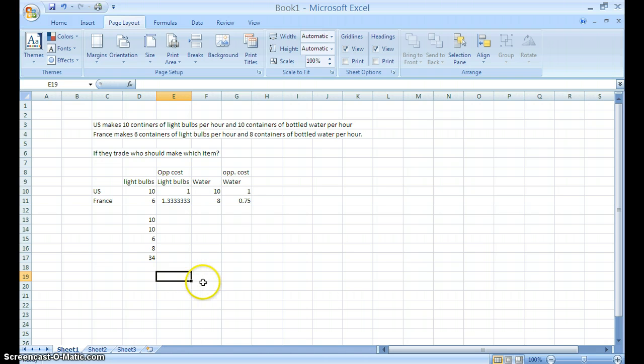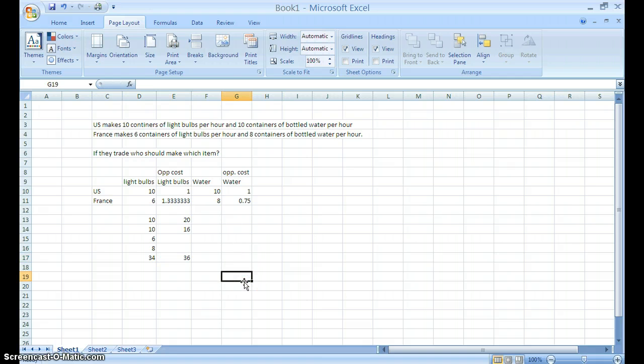So if this idea of comparative advantage is going to work, then there ought to be more items produced for the same amount of effort. So in the second example, let's have the United States work for 2 hours making light bulbs, and they would make 20. Let's have France work 2 hours making water, and they would make 16 containers. So they would make a total of 36 items.